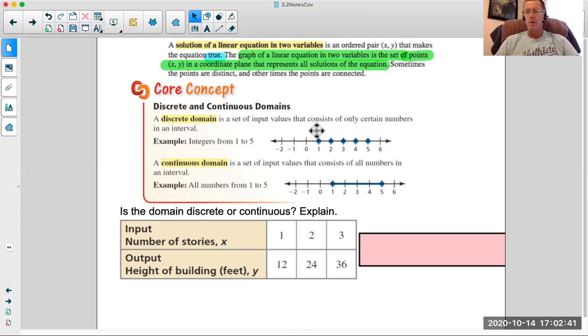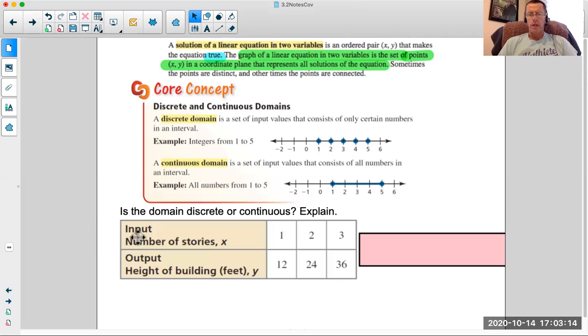You can contrast that with what we call a continuous domain, okay? And that's where the input values, or the inputs, consist of all real numbers in an interval, okay? So it's not just 1, 2, 3, 4, 5, but it's 1.00001, 1.1, 1.2, 1.3, there's an infinite number of numbers in that area. We call it continuous, okay? So those are our two types of domains: discrete domains, continuous domains.